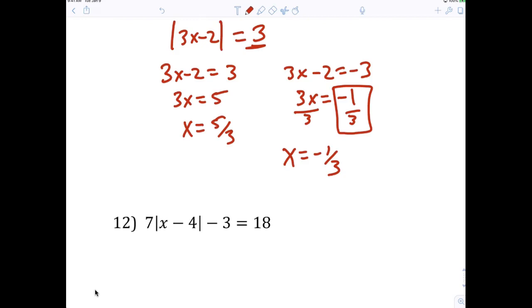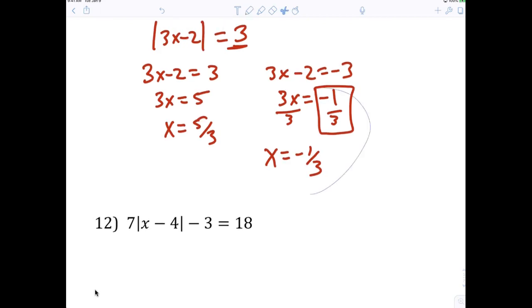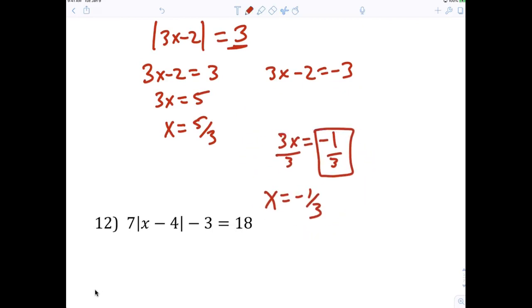I did negative. Because negative 3, let me move this out of the way so you can see it. Because if I add 2 to both sides. Oh, okay. Yeah, right?